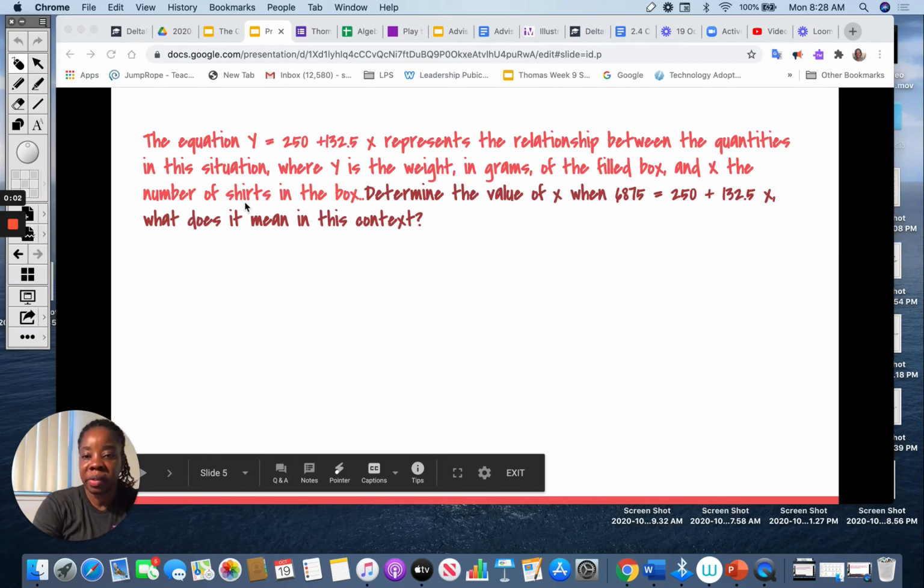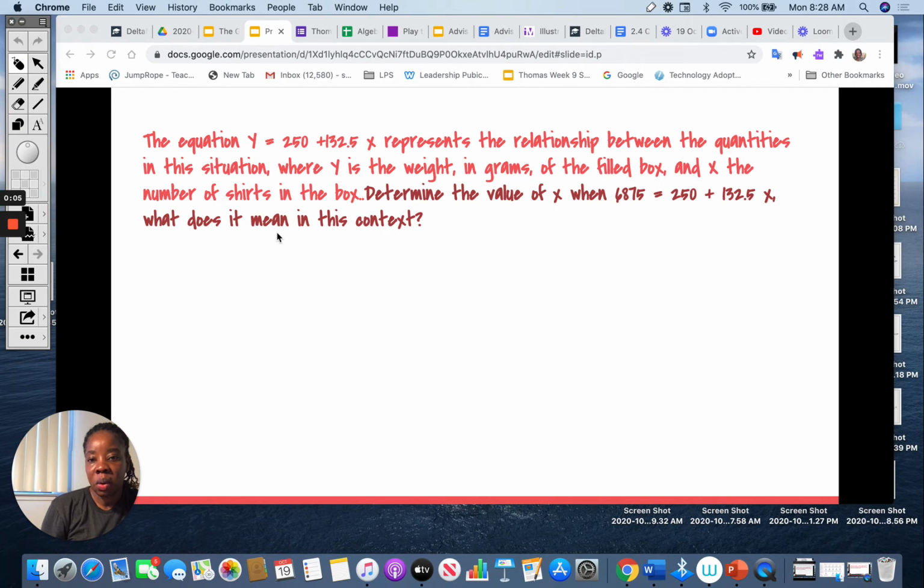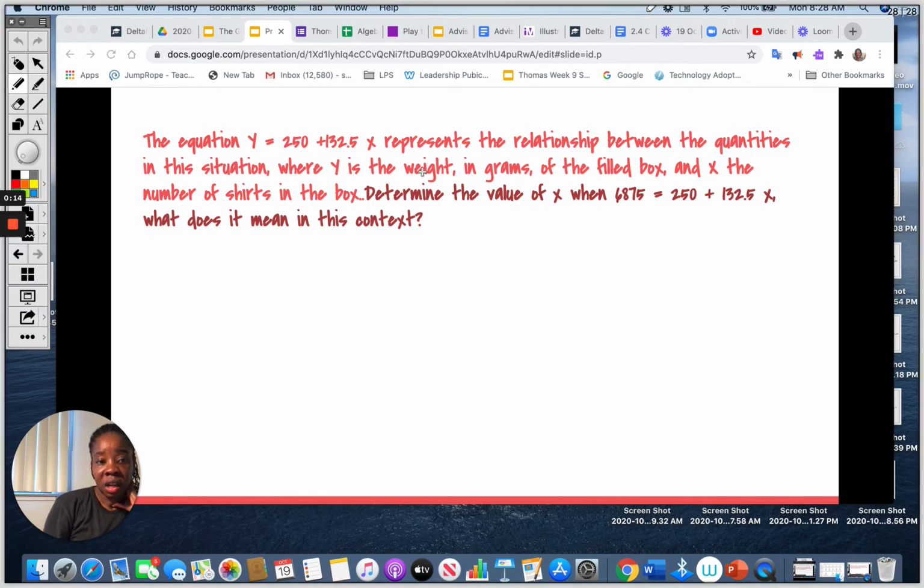All right, so for this question, it says that the equation y equals 250 plus 132.5x represents the relationship, and I like annotating between the quantities in this situation where y is the weight in grams of the filled box, and then x happens to be the number of shirts in the box.